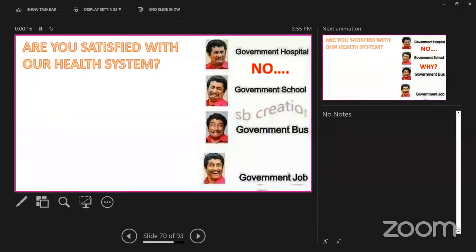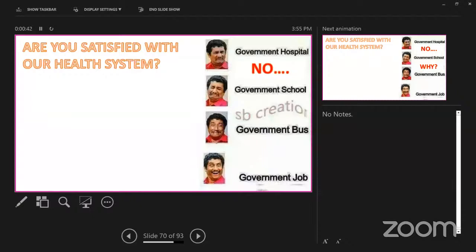Government hospital is like that. Government school is like that. Government bus is like that. But government job is like that. So this is the general impression. But I want to ask who created this impression of government hospitals. People themselves, people who are working in government hospitals created this impression.